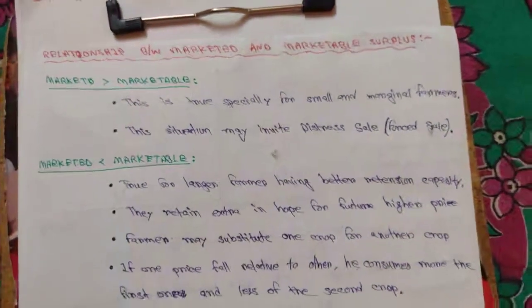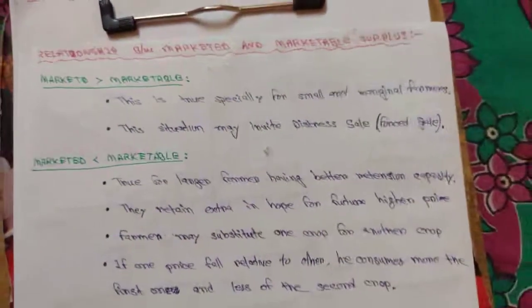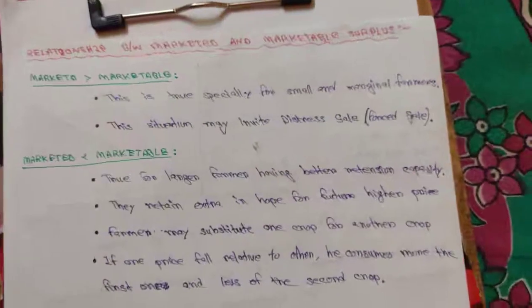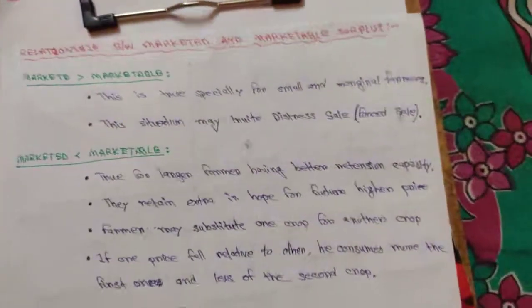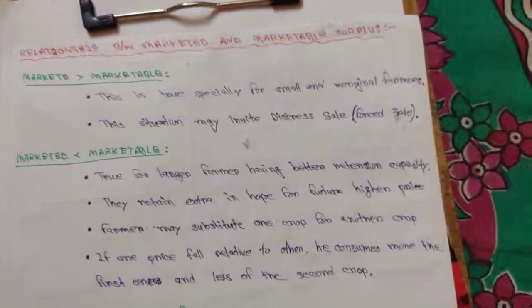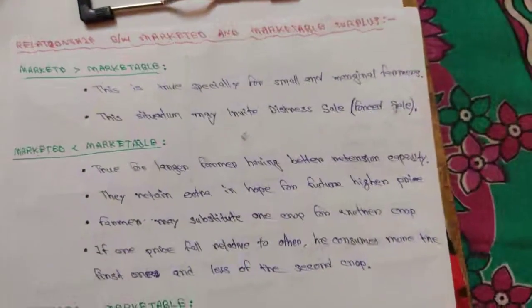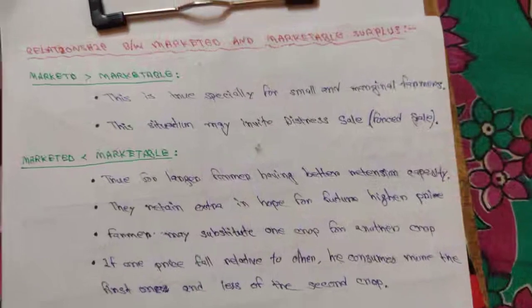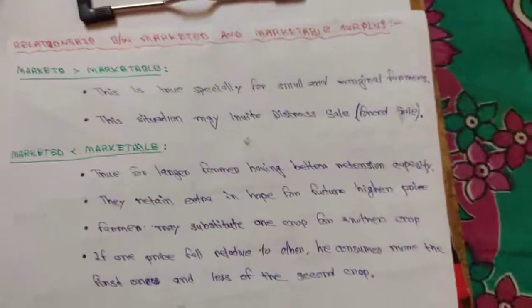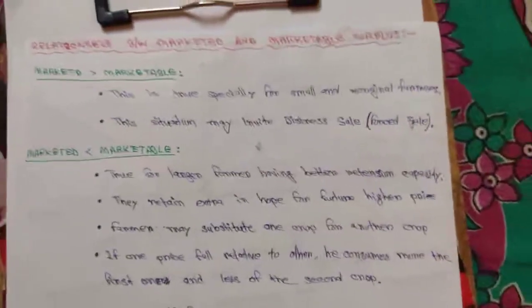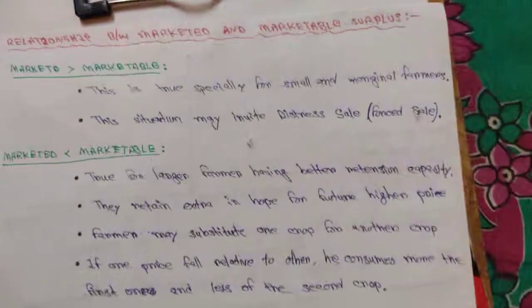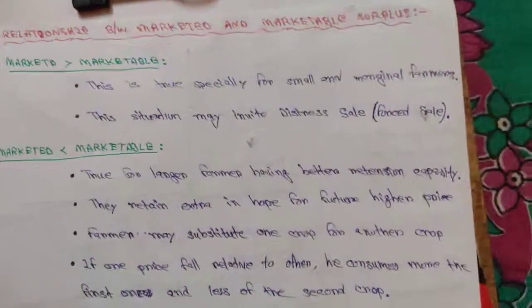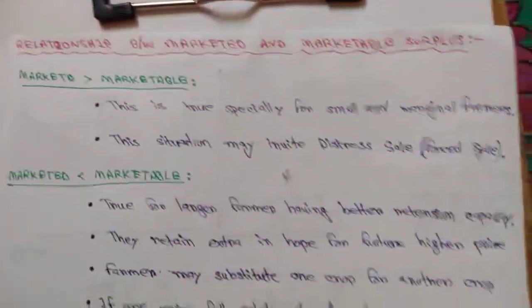Now we come to discuss the relationship between marketed and marketable surplus. The marketed and marketable surplus may be equal, or greater than, or less than. It means marketed surplus may be equivalent to marketable surplus, or it may be greater than marketable surplus, and also it may be less than marketable surplus. First condition: when the marketed surplus is greater than marketable.